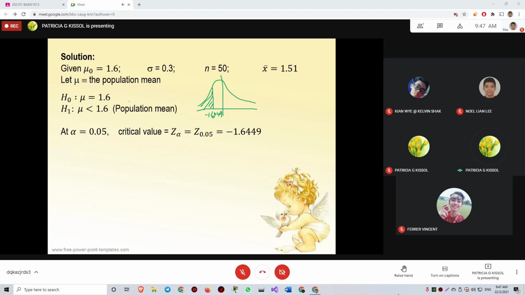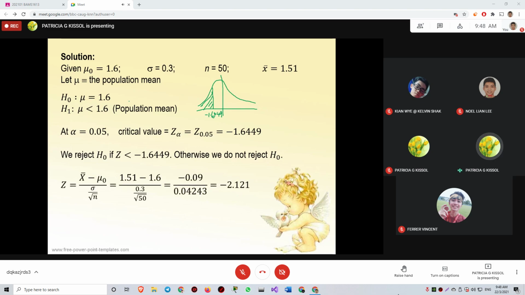You clear? So here we do the decision. We say we will reject the null hypothesis if the z is less than negative 1.6449. Otherwise, we do not reject it. And hence, do the test calculation. And you get negative 2.121. And when you draw it here, it is on this side, because negative 2.121 is on the negative side. It's much smaller than negative 1.6449.